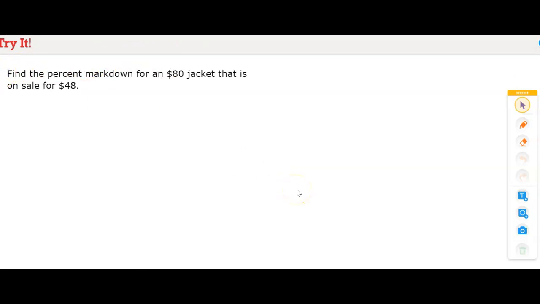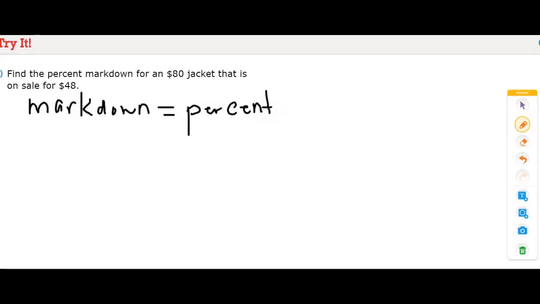Find the percent markdown for an $80 jacket that is on sale for $48. The equation is still the same from marking an item up as it is marking it down. So the formula that we always use is markdown is equal to percent times original price.